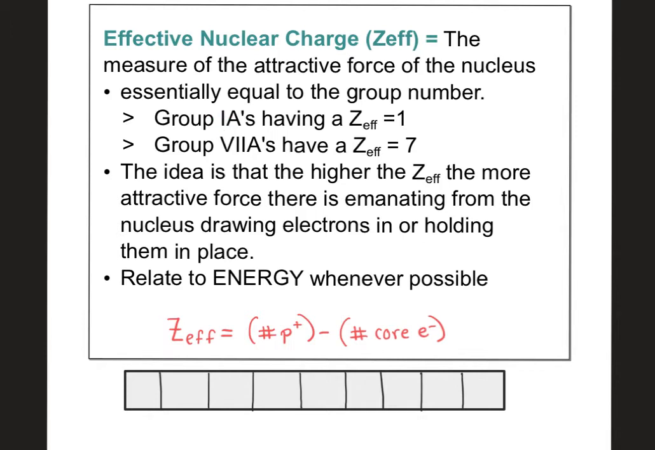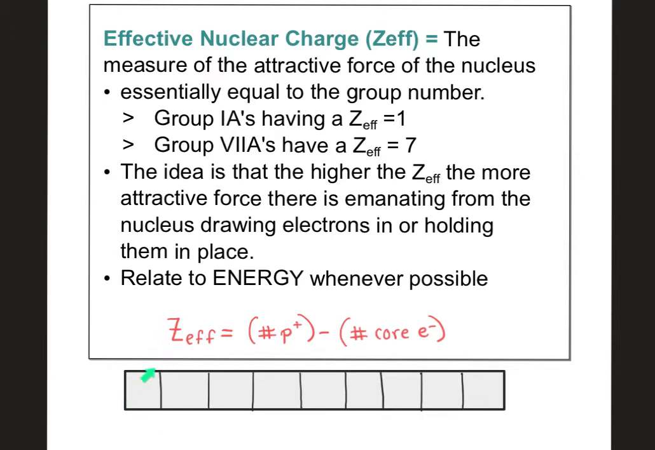So group 1A, meaning the first column on the periodic table, if you think of sodium, for example, sodium has 11 protons and it has 11 electrons, but 10 of them are core electrons, and 1 is a valence or an outermost electron. So 11 minus 10 gives me a ZEFF of 1. So the effective nuclear charge of the first column, the alkali metals, is 1.